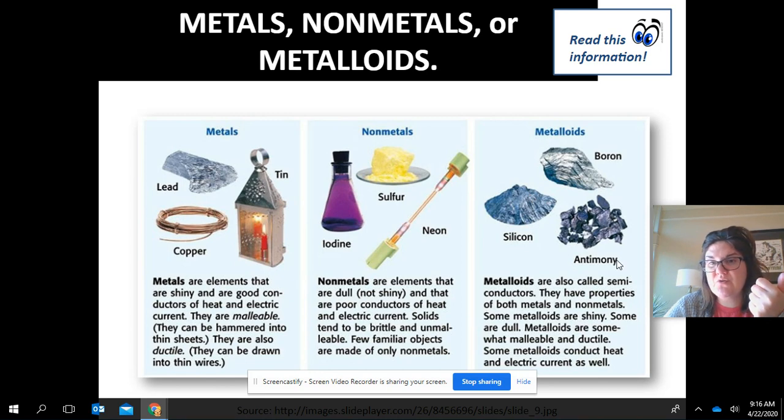Metalloids. Here's the cool thing. Metalloids are also called semiconductors. They have properties of both metals and nonmetals. Some are shiny, some are dull. Some of them are malleable, some of them are ductile. Some conduct heat and electricity well, some don't. That's going to be like silicon, for example. It's not actually a metal, but it has a lot of metal-like properties.